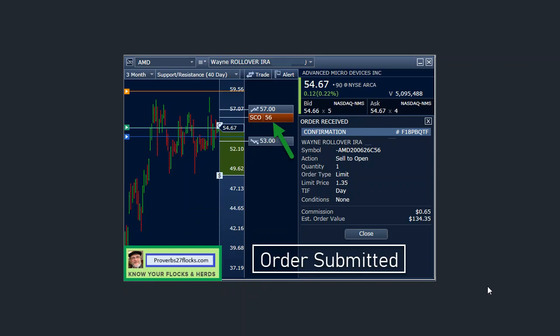But I did submit the order, and in this particular case, the day closed with no one accepting my offer, and so my order was canceled. The beauty of this is that I can continue to now enter additional transactions to attempt to earn income on my 100 shares until such time as I decide not to do it anymore.